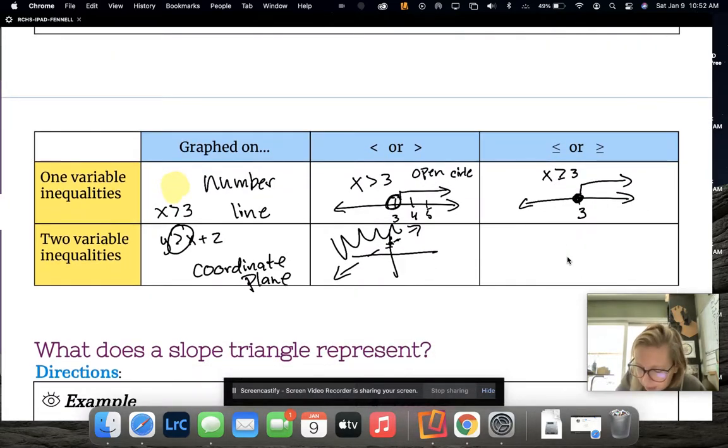All right, if, however, it was y is greater than or equal to x plus 2, well, now in the coordinate plane, we're going to use a solid line to indicate that the line is a part of the solution.